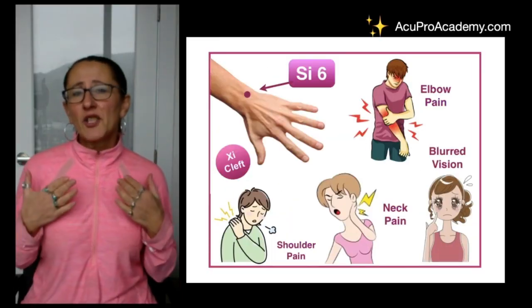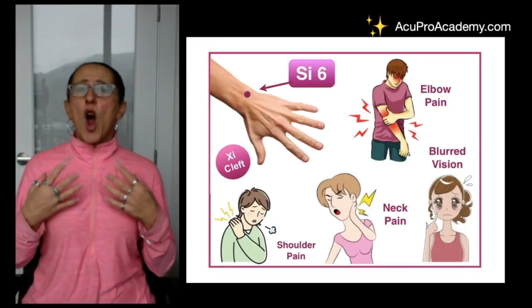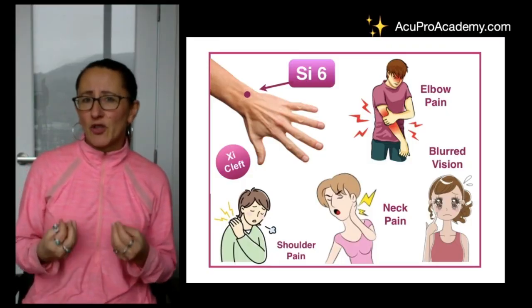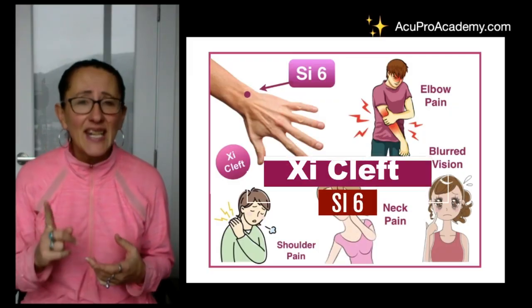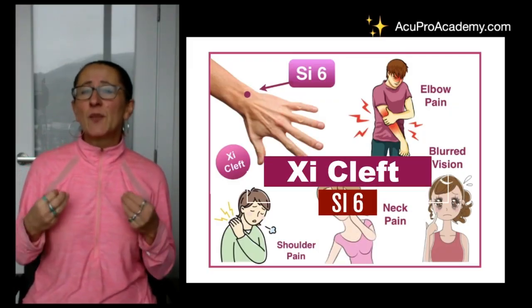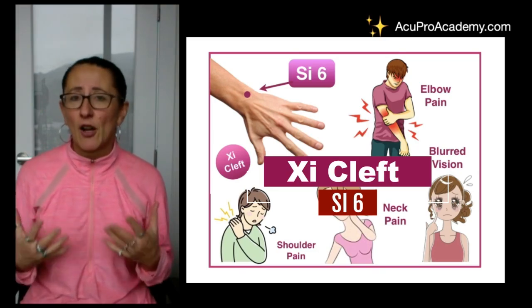As you can see, a lot of the small intestine acupuncture points are really used for pain along the channel. Small intestine 6 is the Xi cleft point, which means it's one of the best points to use when there is pain along the channel.